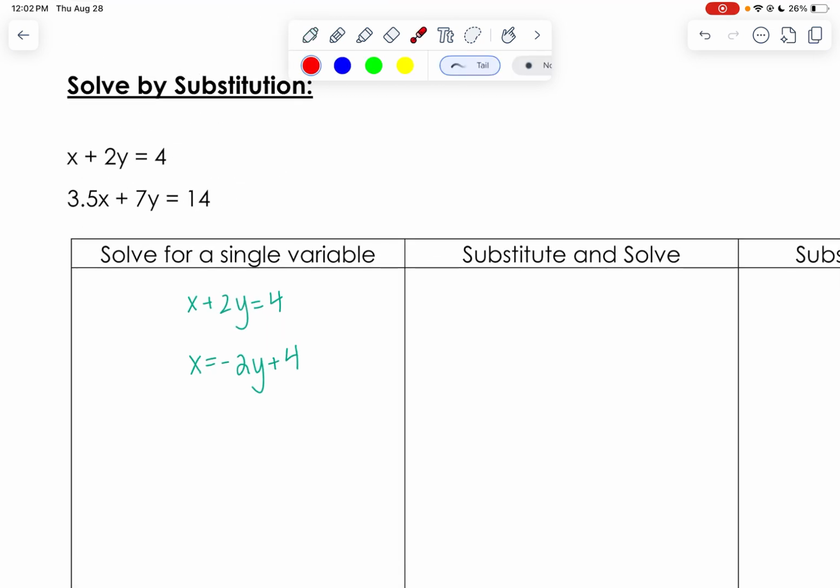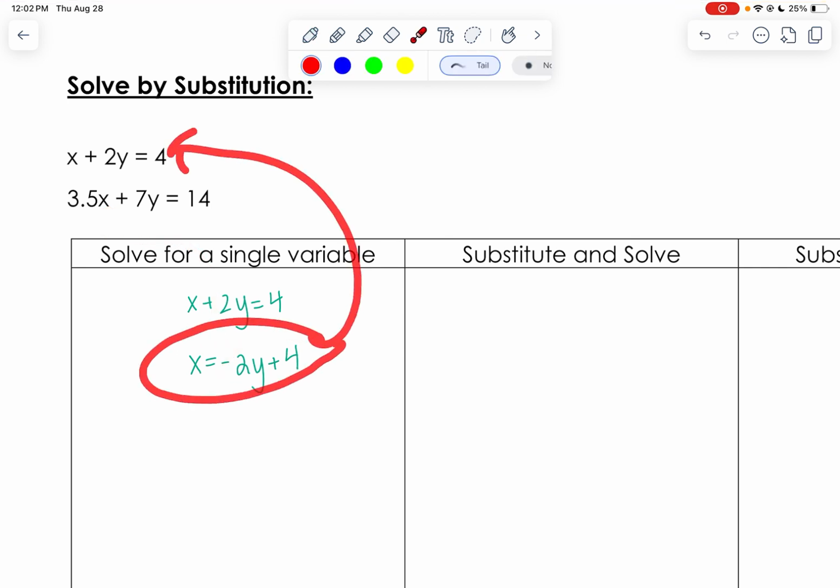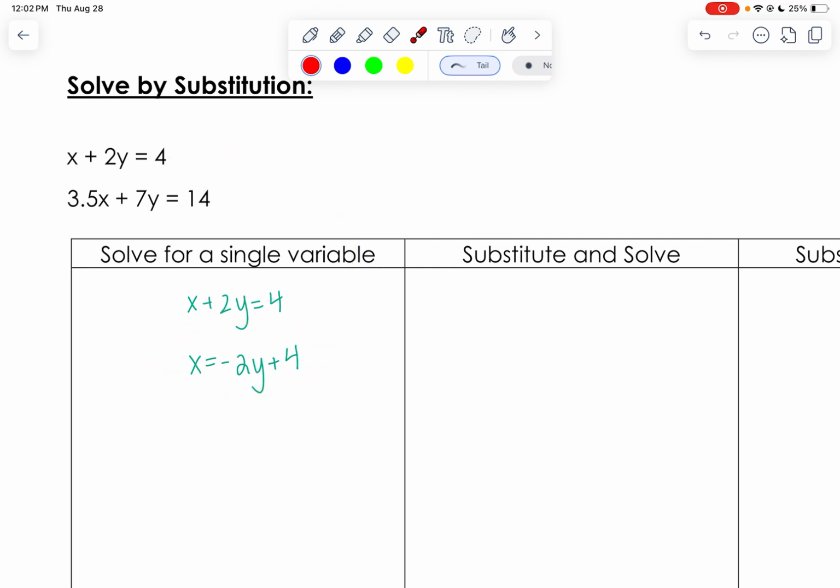So what I'm going to do now is take this equation and substitute this in for x in the other equation. Don't take what you just solved and plug it back into what you just solved. That's just back where you started. So now I'm going to go to my other equation, which was 3.5x plus 7y equals 14. But instead of the x, I'm going to replace it, substitution, with what I got in the other equation.